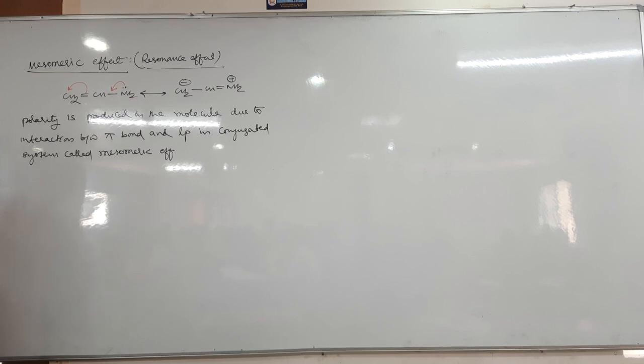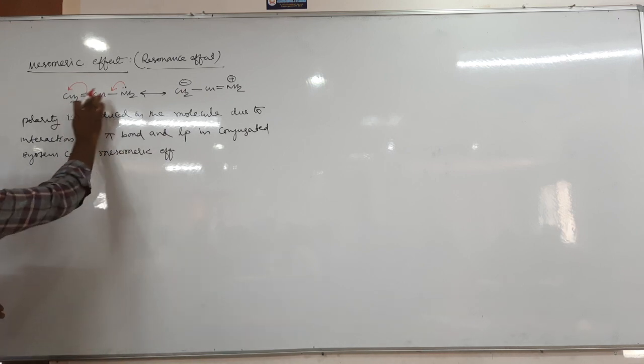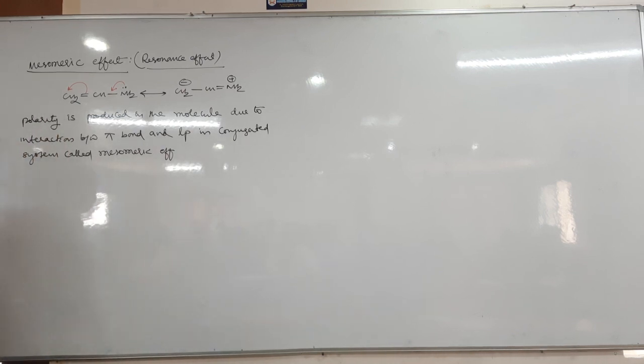What is the meaning of conjugated system? In the last class we studied in detail about conjugated systems, right? The meaning of conjugated system is that pi bond and lone pair, or pi bonds, should be in alternate positions. So it is conjugated, and this is the mesomeric effect. Then what are the characteristics of the mesomeric effect?